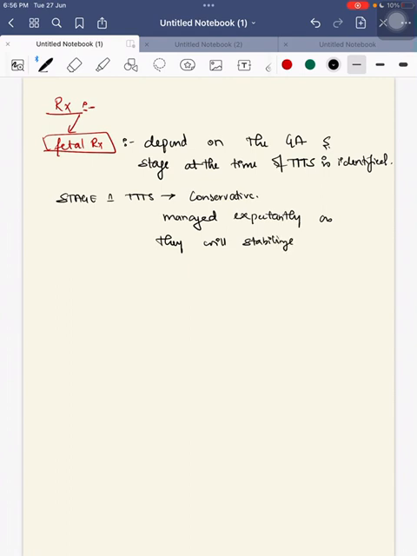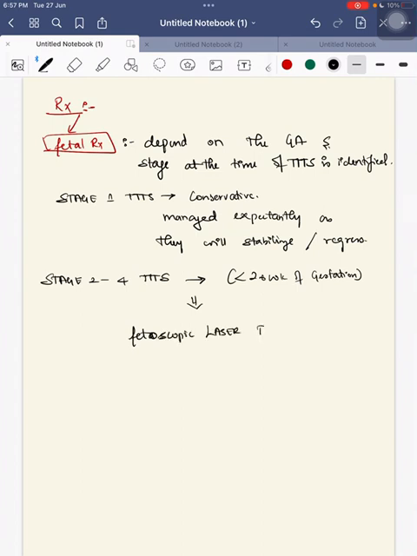While from stage 2 to stage 4 twin-to-twin transfusion syndrome, when they are less than 26 weeks of gestation, you have to do fetoscopic laser photocoagulation of these anastomoses. Okay, so this is the treatment of choice. It is fetoscopic laser photocoagulation of the placental anastomosis when the twin-to-twin transfusion syndrome stage is between 2 to 4 and they are less than 26 weeks of gestation.